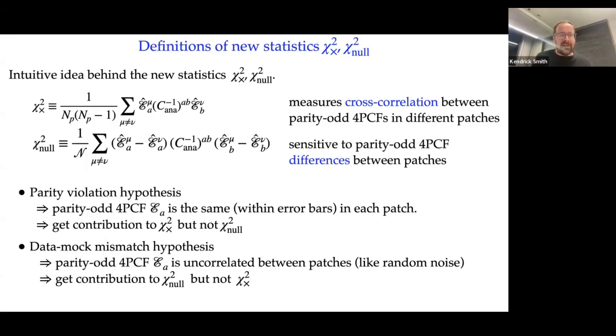So now if you imagine that the parity violation hypothesis is correct, then what would happen is you would get a contribution to chi-squared cross, since you would have 100% correlated 4-point functions in the different patches. But you would not get a contribution to chi-squared null because it would cancel. Conversely, if you imagine that the covariance of the data doesn't match the mocks, then the parity-odd 4-point function would be uncorrelated between patches like random noise. So there's no contribution to chi-squared cross, but you would still see the excess covariance in chi-squared null.